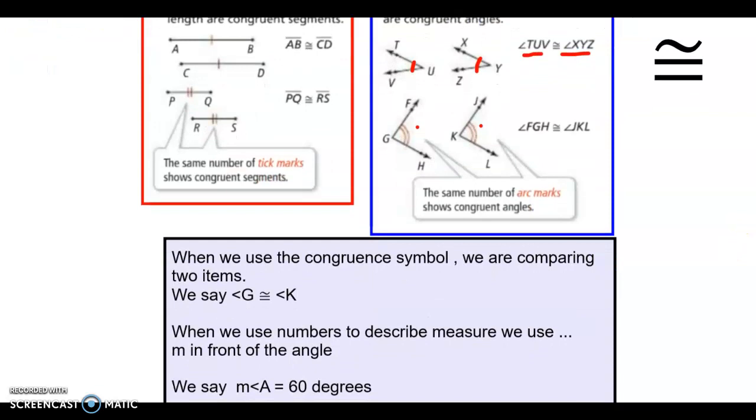Okay. When we use this congruence symbol down here, we're comparing two items. So I would say angle G is congruent to angle K. But when we use numbers to describe measurement, remember, we put the M in the front, and we would say the measure of angle A is equal to 60 degrees. So those are two different notations that you should know. One is just comparing two angles, and one is talking about the measure of an angle. The moment you put an equal sign and put a number on the other side, you should have an M in front of your angle.